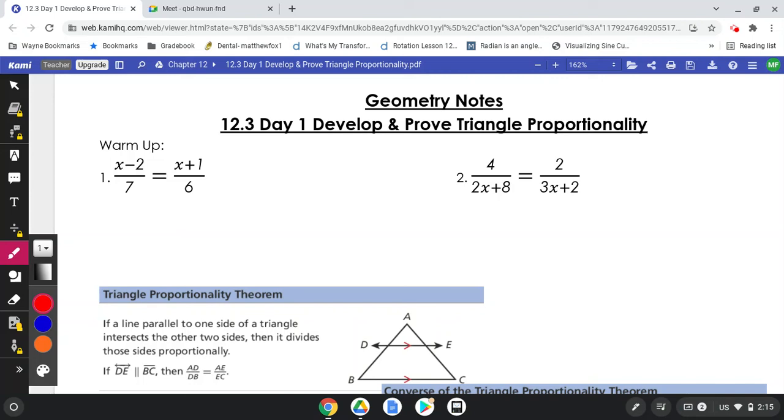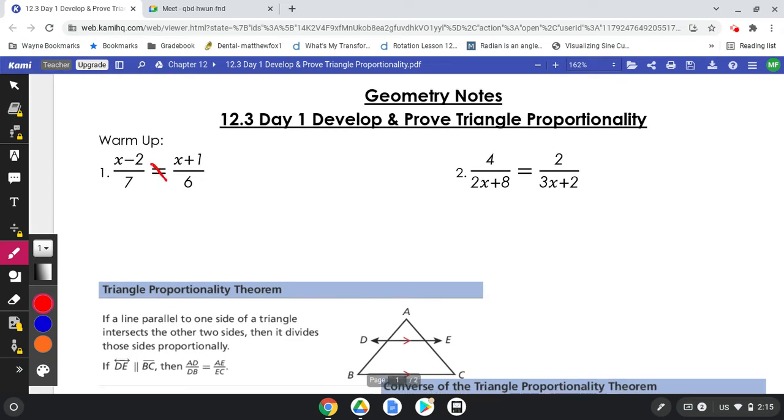All right, good morning. Today we are going to continue talking about triangle proportionality, especially with our similar triangles. But first, let's practice these proportions. A proportion is when we have a fraction on each side of the equal sign. We will solve these by cross multiplying, or some of you might know it as the butterfly method.